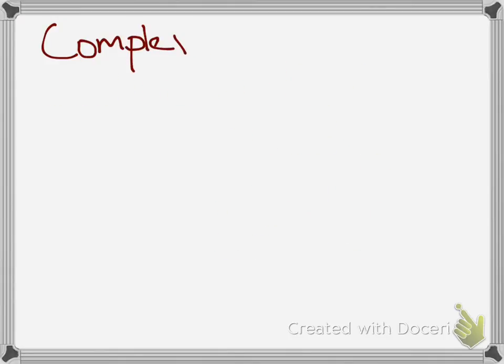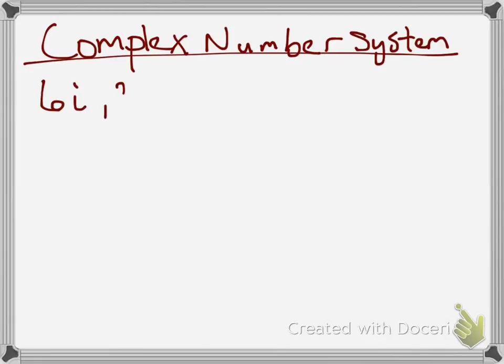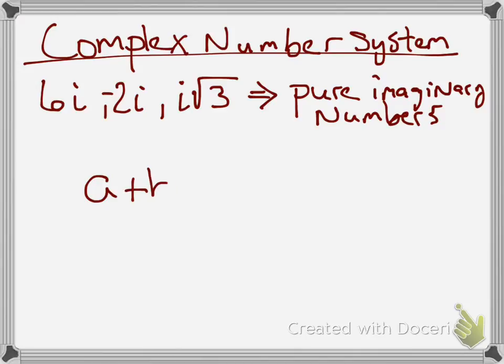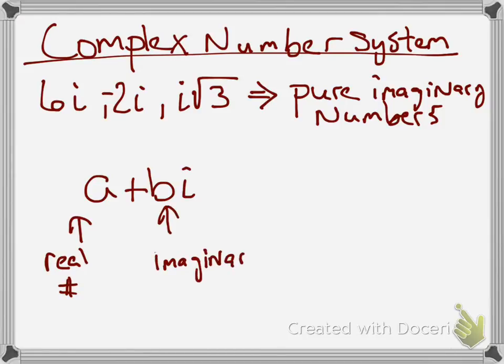Alright, now I'm ready to show you the complex numbers. What is a complex number? First off, let me tell you this. These, like 6i, -2i, i squared of 3, those are called pure imaginary numbers because all they have is imaginary numbers. A complex number is like combining a real number with an imaginary number. And we always write it in the format of a plus bi. a is the real number and bi is the imaginary number.